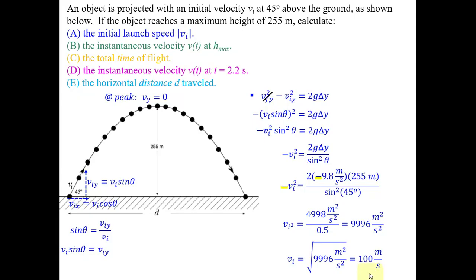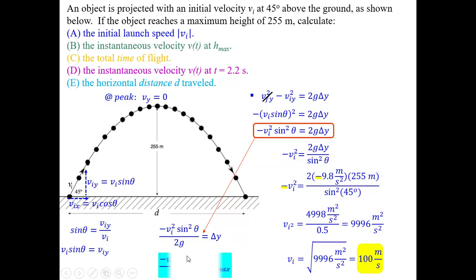All right, let's move on to B, okay? Oh, one more. Since I have this on the screen, I thought I should point this out to you. Using the kinematics equation, this function that I boxed in red here, if you just rearrange it to solve for delta y, so it's negative vi squared sine squared theta equals 2g delta y. To get delta y by itself, you just simply divide both sides by 2g. I like to point this out.